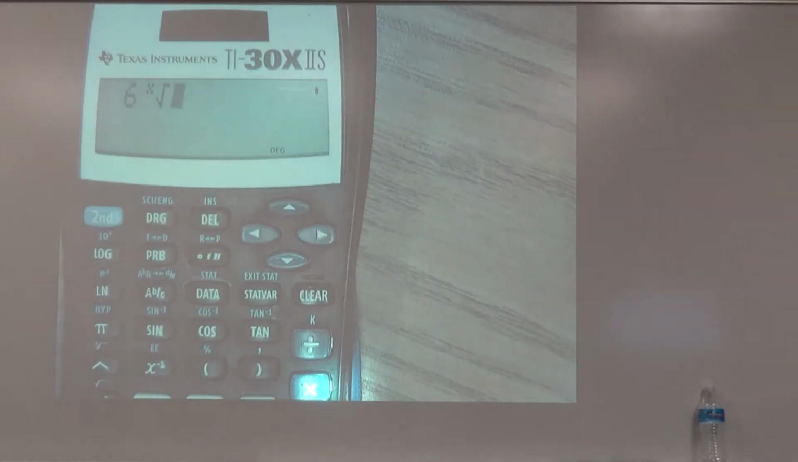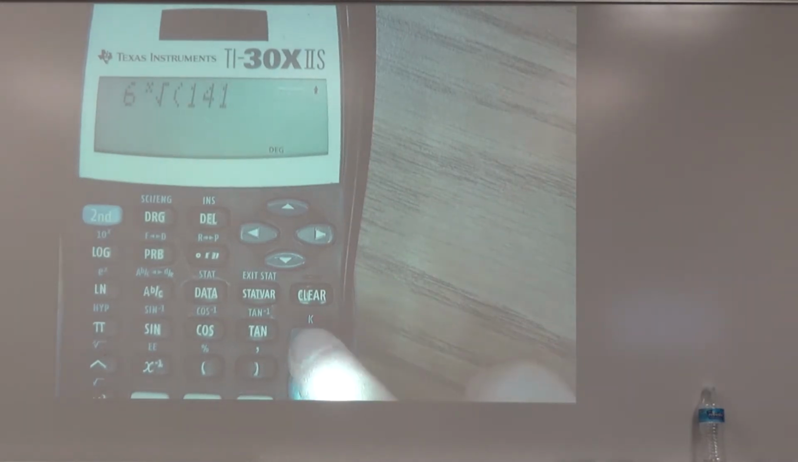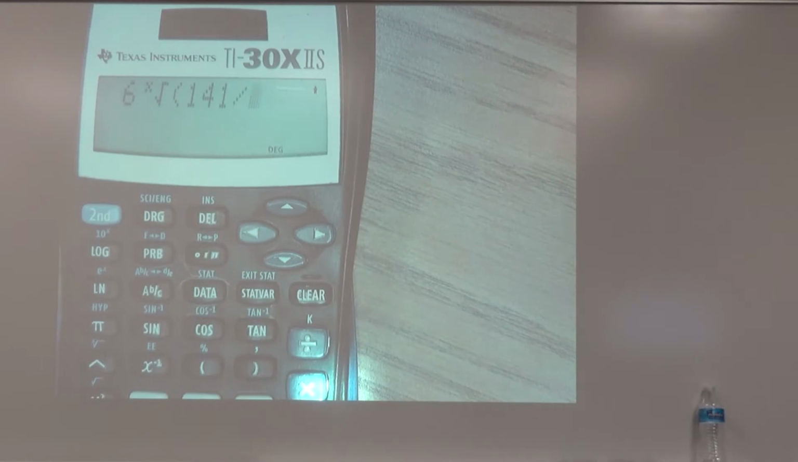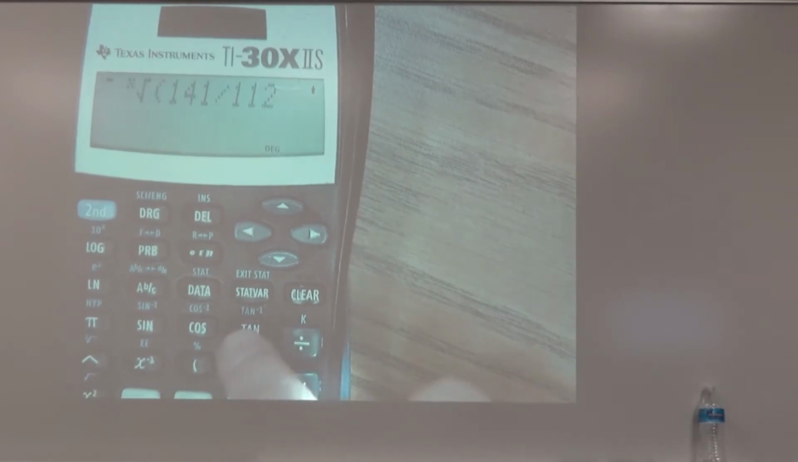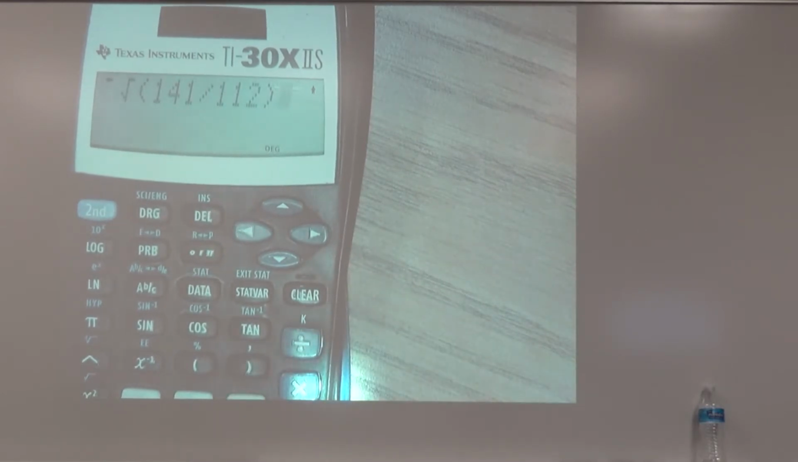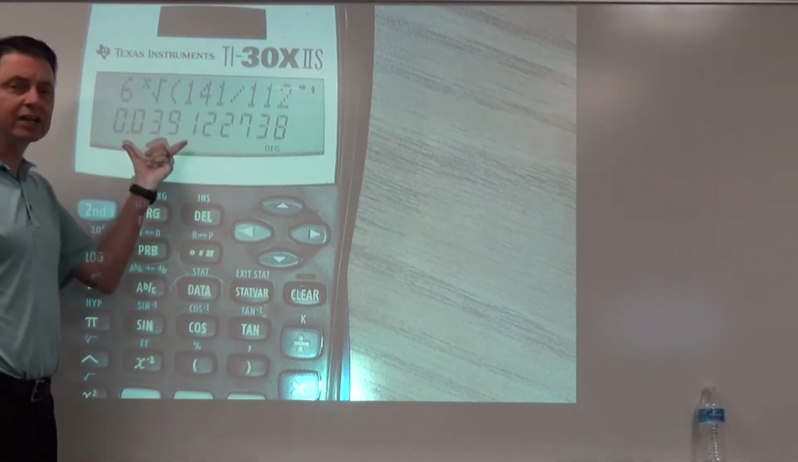Now because what we're taking the root of is not just a simple number, but in this case a fraction, we are going to need parentheses. 141 over, or divided by, 112. Close parentheses. That will finish the root. And then at the end, we are subtracting 1. And we get essentially the R.